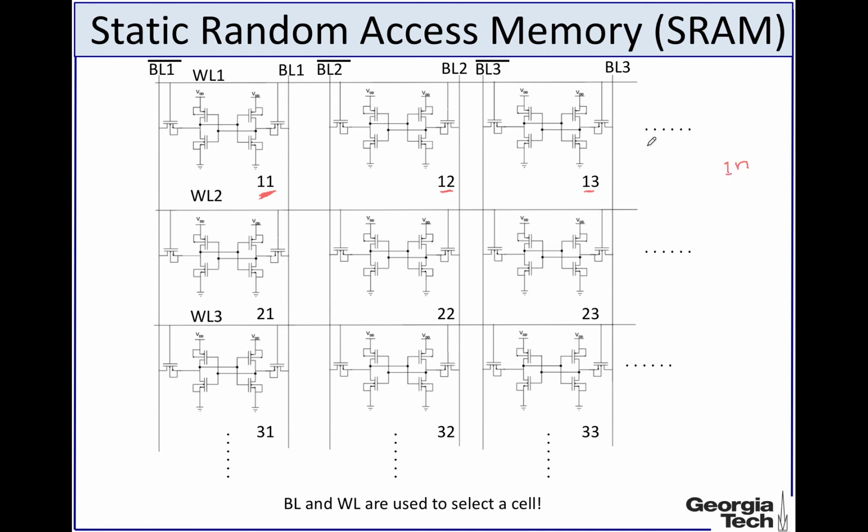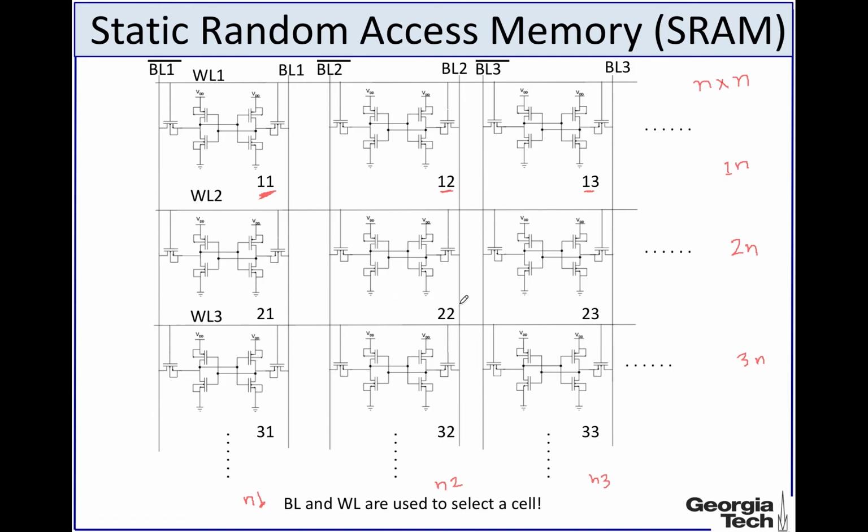So there are n cells in this row, and similarly in the same column there is 1 1, 2 1, 3 1, and this column goes till, for example, n1, and similarly n2, n3, and here it goes 2n, 3n, like this. So you have an array of n cross n SRAM cells in this array.